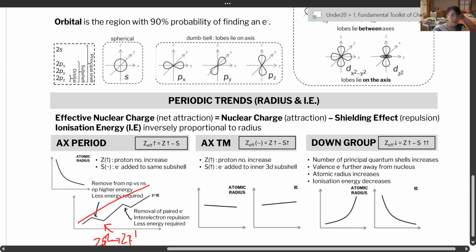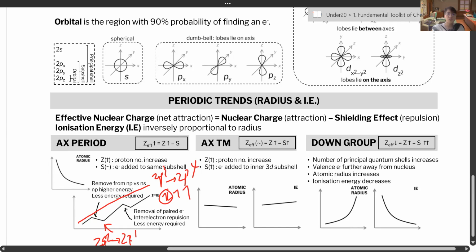The next drop occurs at the point from 2p3 to 2p4. Why? Because from 2p3 to 2p4, you have this paired electron. When two like charges are together, there will be internal repulsion. This is called inter-electron repulsion. This inter-electron repulsion results in a decrease in the net attractive force. So less energy is required to remove the electron. That's where the next drop occurs.